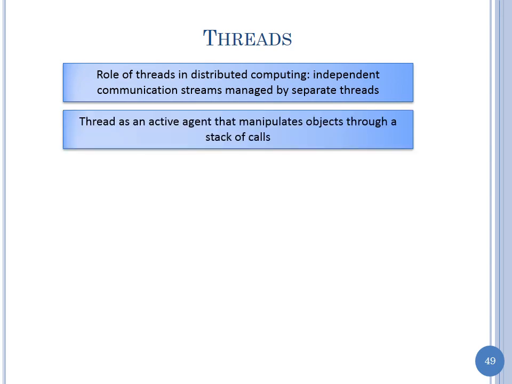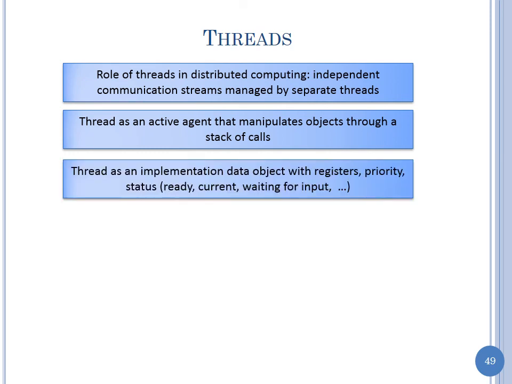Okay. And we saw that there can be multiple views of a thread. It can be viewed as an active agent that has a stack and that executes code, and that code in turn accesses data structures. Or we can think of the thread itself as a data structure that is manipulated by the thread implementation, and that is associated with aspects of interest to the implementation, such as what its state is, whether it is current, ready, what its registers are, what its priority is. So from the implementation point of view, it's a data structure.